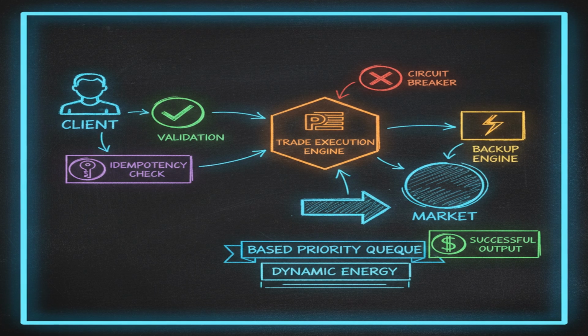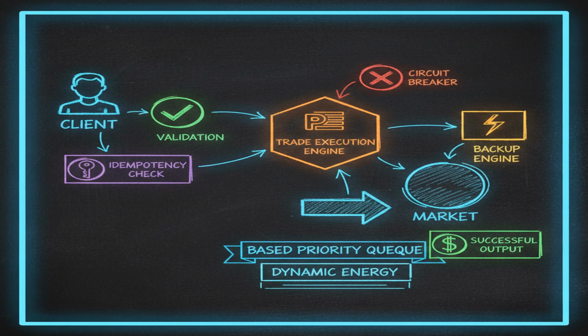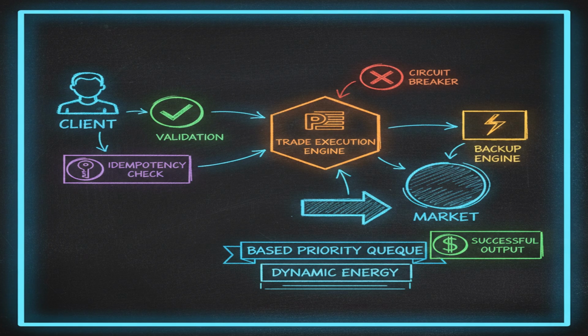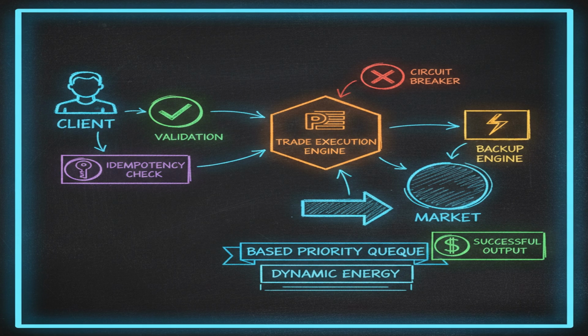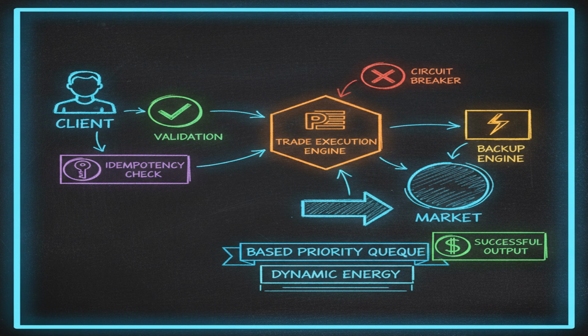We could use a heap-based priority queue, implemented using the heap queue library in Python. Now at this point, your interviewer will push back: what happens when the matching engine fails? The answer is that we need to have a backup matching engine ready to take over.